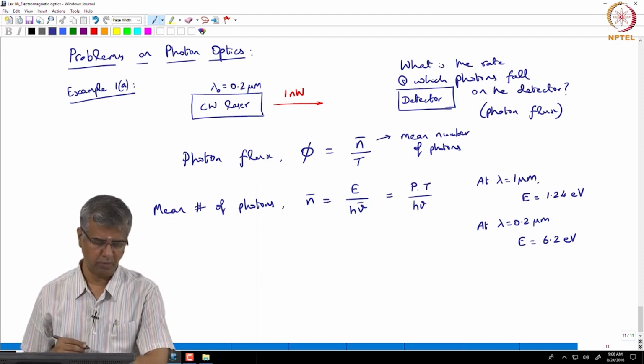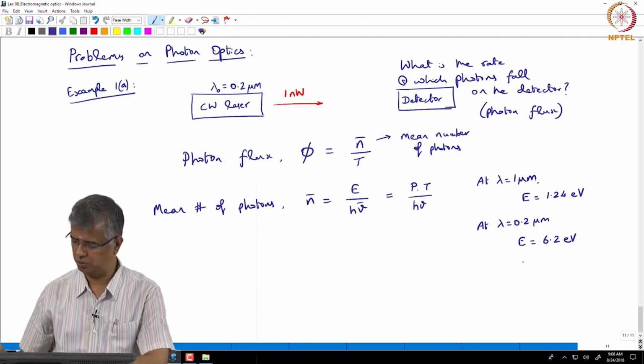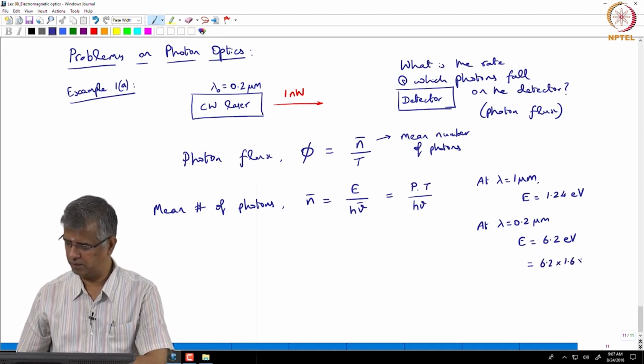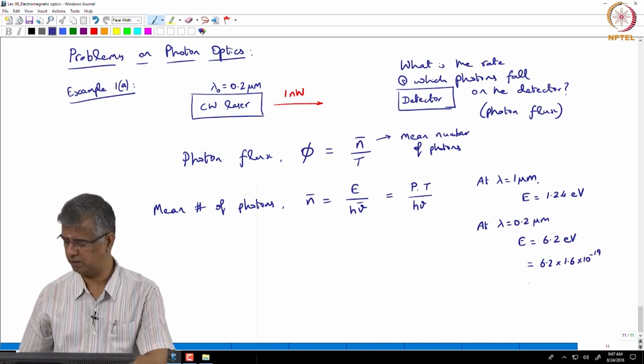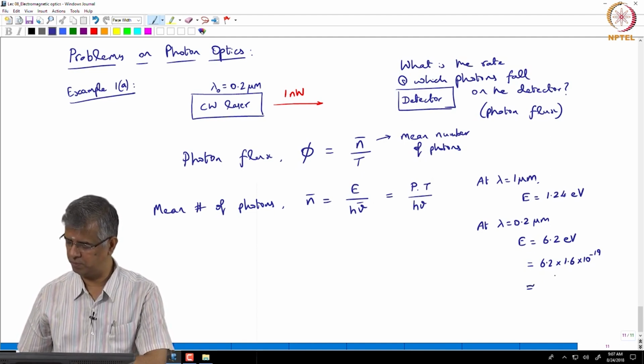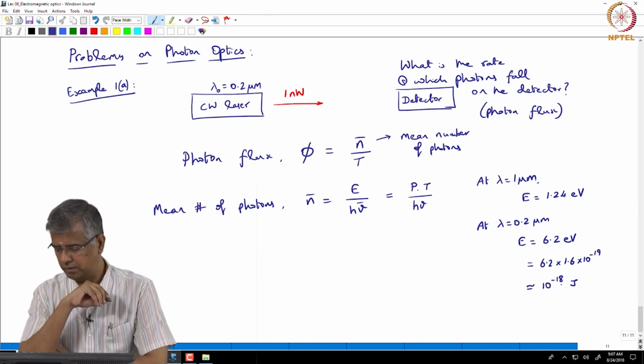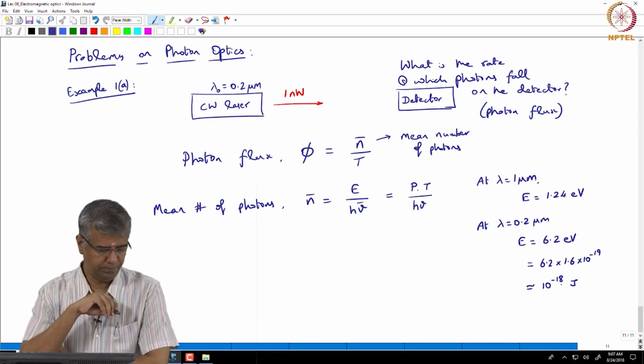And if you convert that into joules, what do you multiply that with? 6.2 multiplied by 1.6 into 10 power minus 19, the charge of an electron, and that would give roughly about 6.2 and 1.6 would be roughly about 10. So, that is about 10 power minus 18 joules, right.